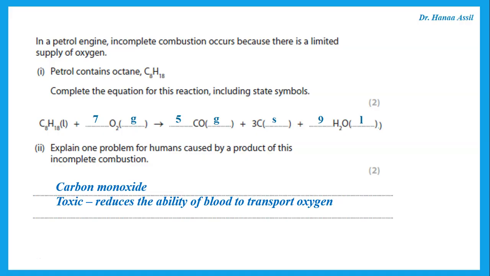Remember that the blood, red blood cells, are required to transport oxygen. If we have carbon monoxide, it attaches to the red blood cells instead of the oxygen. So it reduces the ability of blood, or the capacity of blood, to transport oxygen.